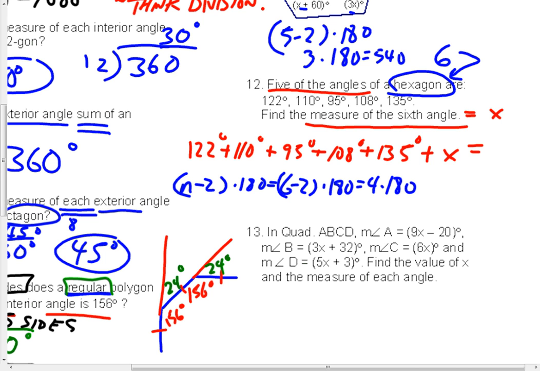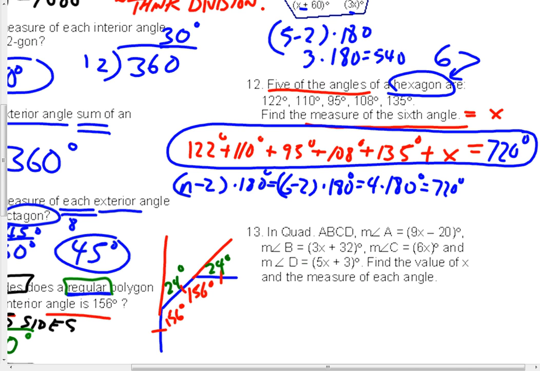So you are really solving this equation. What does x turn out to be for that? 150. How much? 150?